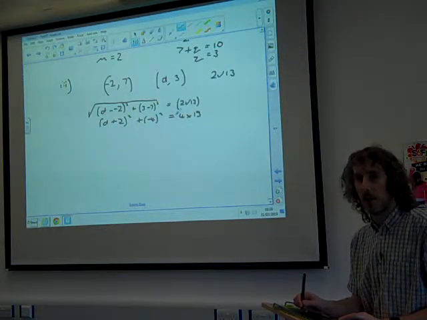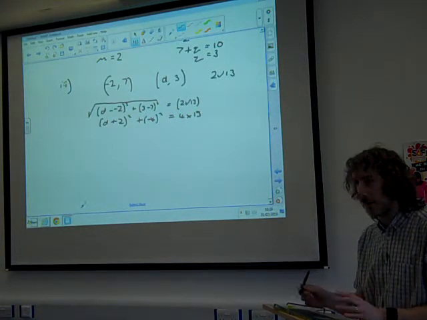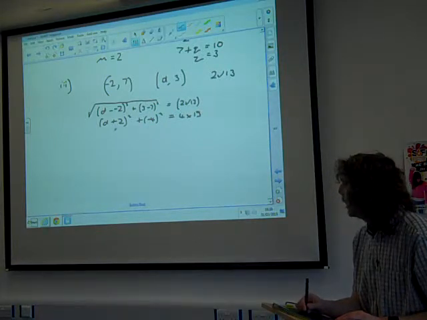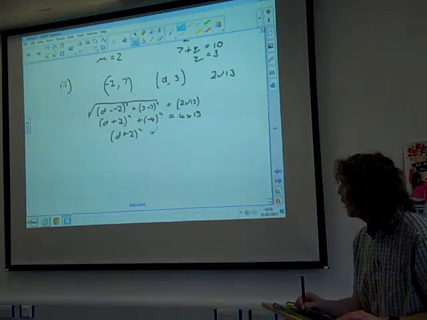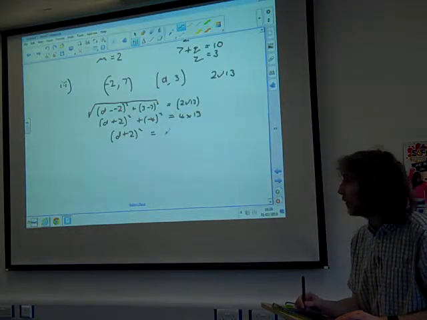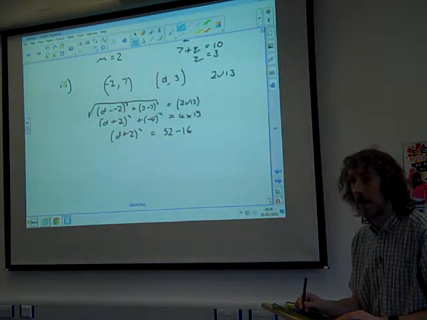So you can solve this however you like. You may want to just multiply everything out, collect everything together, and bring it all together. I'm thinking what I might do is keep this as being d plus 2 squared, because that's not a bad thing to have, and have this as being 4 times 13, which is 52, minus the 16 that I've got from there.